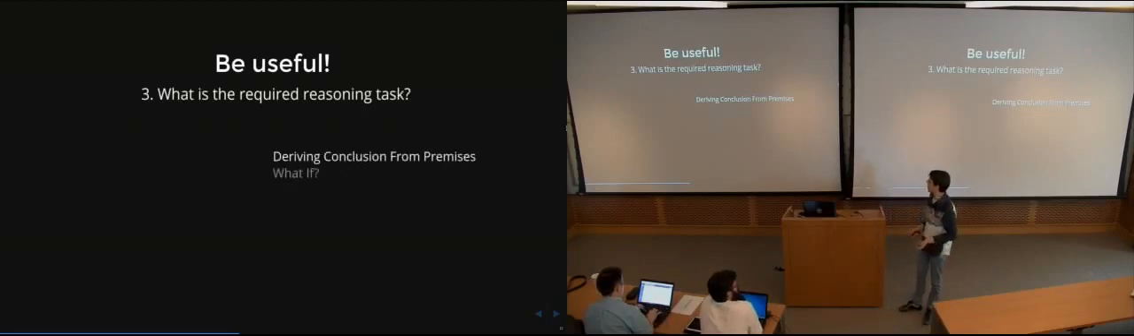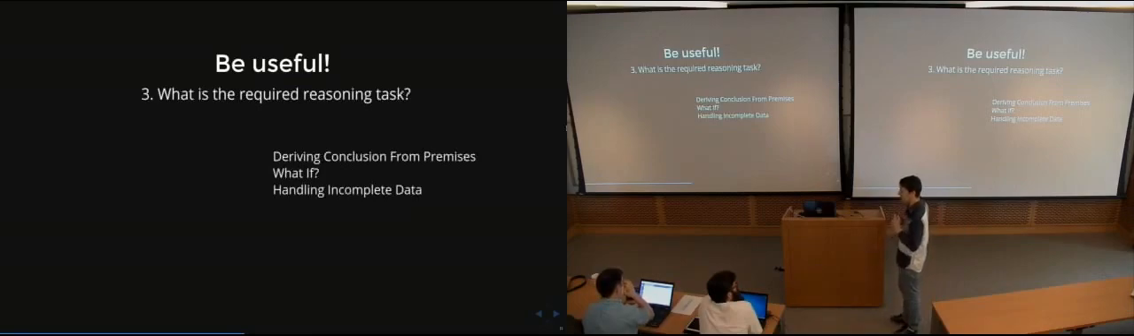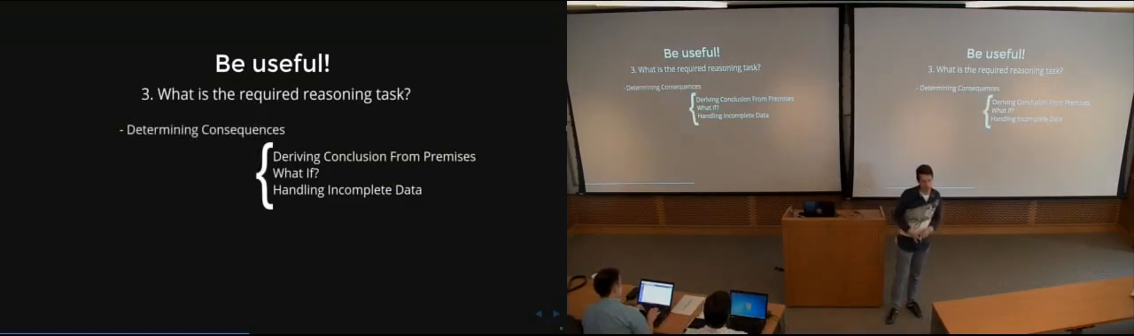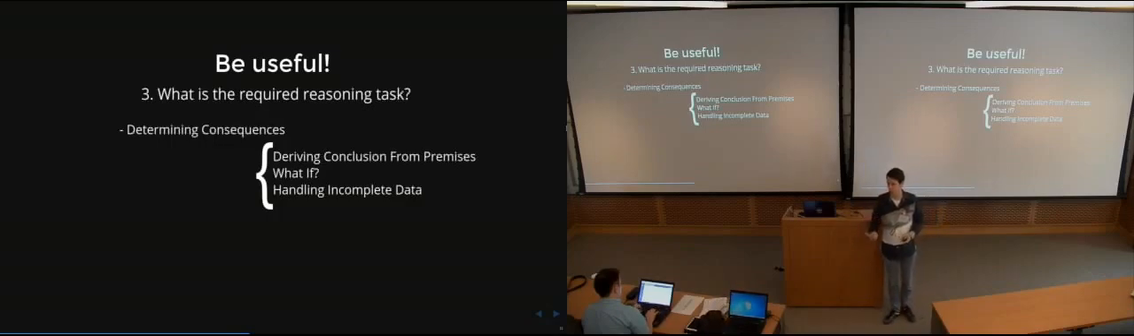But maybe we could do what-if scenarios. What if I change some input? What if I change some rule in the table? We can handle incomplete data. What if I don't really know how much the car costs? Can you already say something about the probability of theft? And we combine all these in what we call determining consequences. Consequences of the information we already know. Given this set of information and this theory, can you derive me everything you can derive.